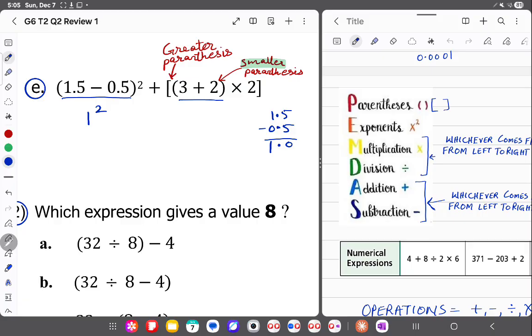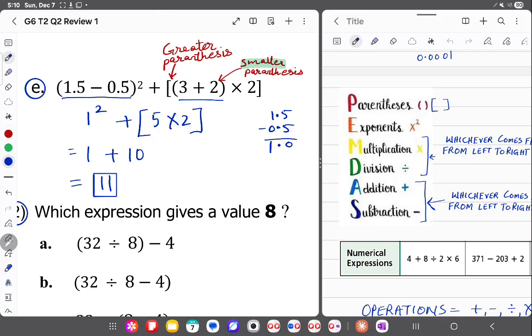1 to the power of 2 plus parentheses. I keep the greater parenthesis as it is. 3 plus 2 is 5 times 2. I close the parenthesis. So we have 1 to the power of 2, which is 1 times 1 is 1, plus 5 times 2 is 10. So your answer here is 11.